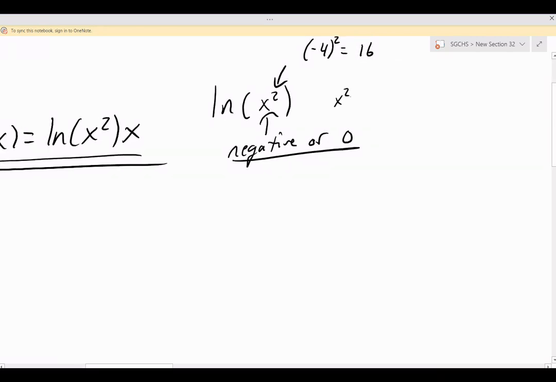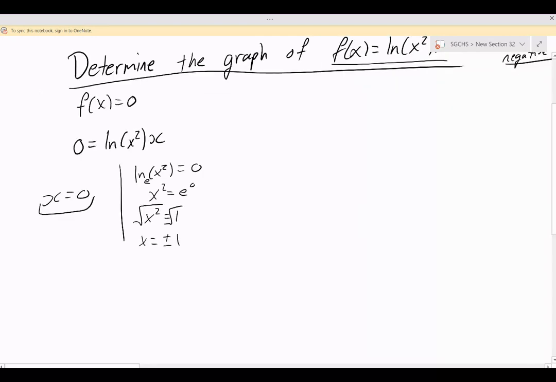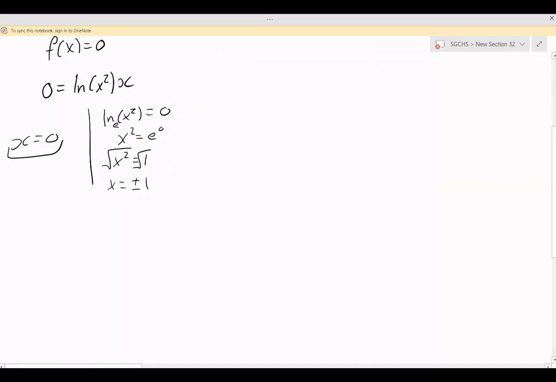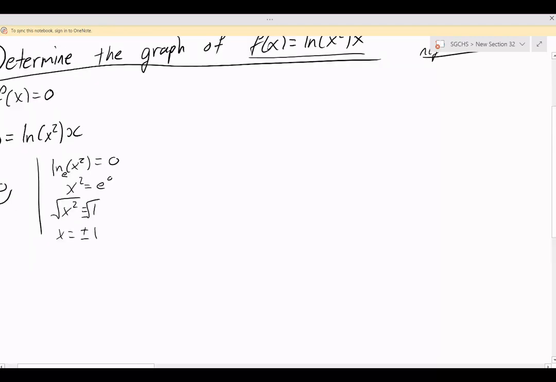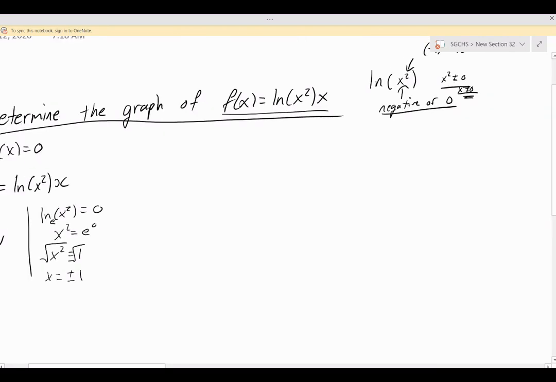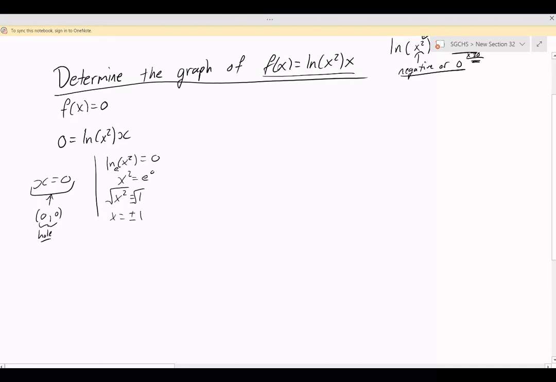Now, one thing to notice is we cannot put 0 in here. So x squared cannot equal 0, so simply x cannot equal 0. That is a restriction we have to take into account. The reason I mention this is because this point here, 0, 0, is a hole, because it does not fit in that restriction we just found. So if we start to roughly graph this, we know we have a hole at 0, 0, and at +1 and -1, we have 2 roots. So we're already a little bit on our way to graph this function.